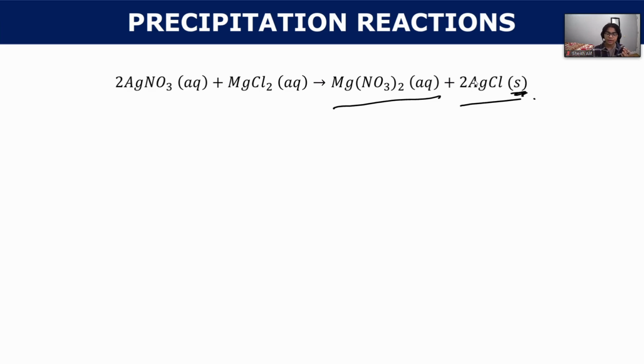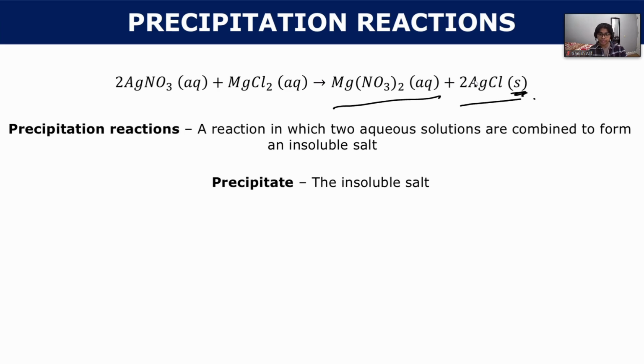And so how did we create a solid from two aqueous reactants? These types of reactions are called precipitation reactions. It's a reaction in which two aqueous solutions are combined to form an insoluble salt, and the insoluble salt, we call that the precipitate. So in this case, we took two of these aqueous solutions and we combined them to make the precipitate AgCl.